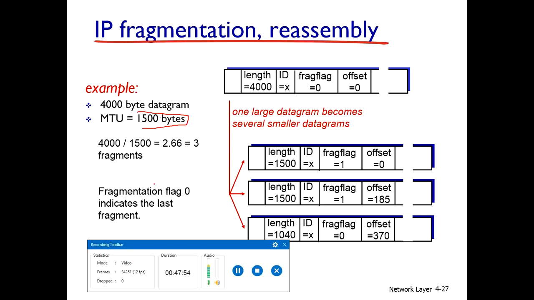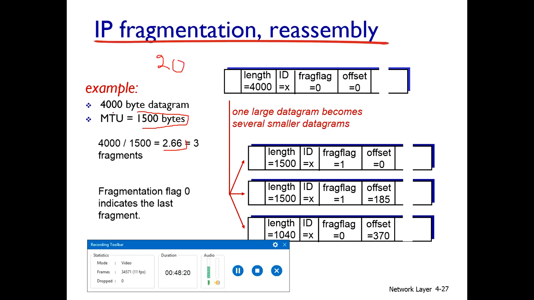Now how many fragments should be made out of this? Because the maximum transmission capacity, the MTU, is 1500, 4000 divided by 1500 makes 2.66, which is equal to 3 fragments. So that means 3 fragments should be made. Now note that out of 4000 bytes, we just now discussed that the size of the IP header is 20 bytes, right?